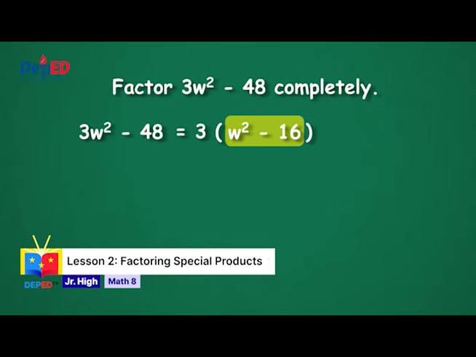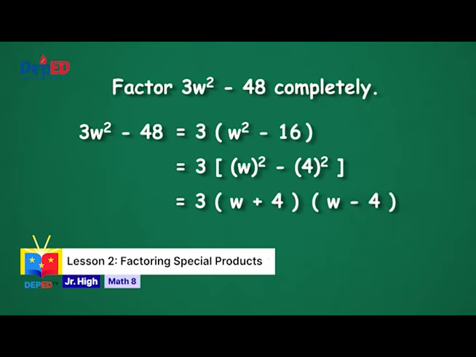so we can express it as 3 multiplied by the quantity w squared minus 16. Then observe that the polynomial factor is a difference of two squares. We can further show that the expression is 3 times the quantity of the square of w minus the square of 4. Can you give me the final factored form? We can write the polynomial as 3 times the quantity of w plus 4 times the quantity of w minus 4.